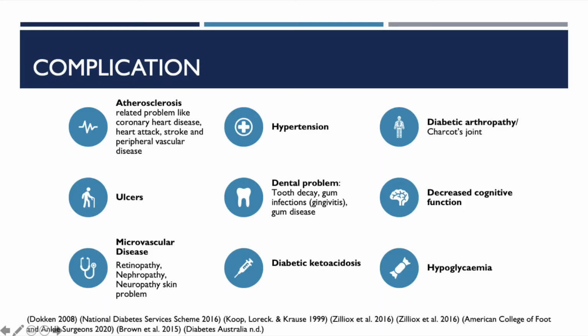Complications of type 1 diabetes. These include macrovascular disease, including atherosclerosis, coronary heart disease, myocardial infarction, stroke, peripheral vascular disease, hypertension; microvascular disease, including eye disease, kidney disease, nerve damage; skin problems like dry skin and infection, diabetic arthropathy, ulcers, dental problems, including tooth decay, gum infections, and gum disease; cognitive issues, including decreased cognitive function and dementia; ulcers, diabetic ketoacidosis, and hypoglycemia.